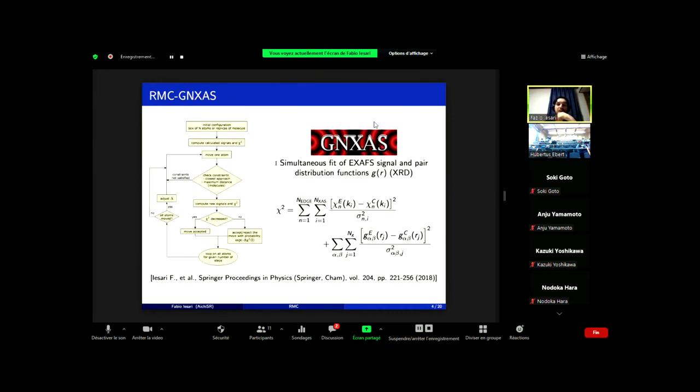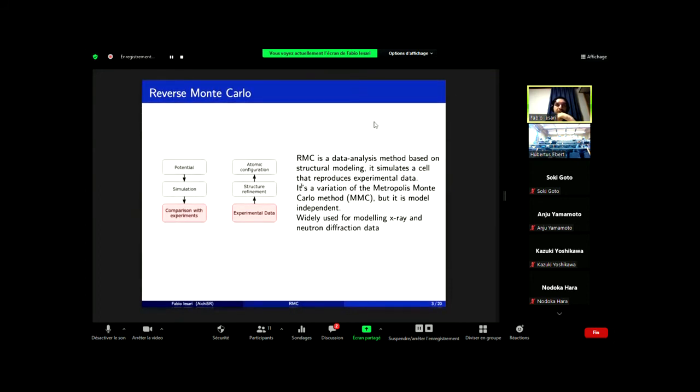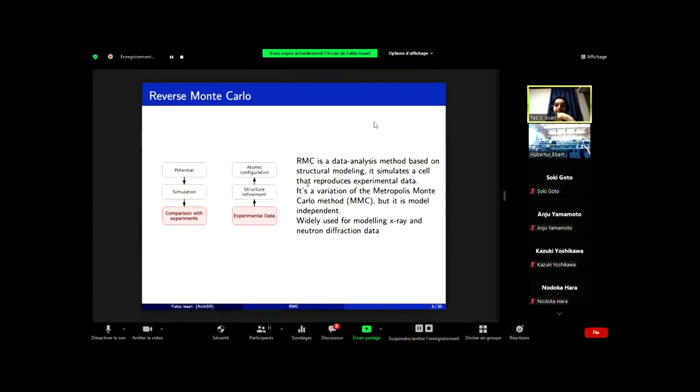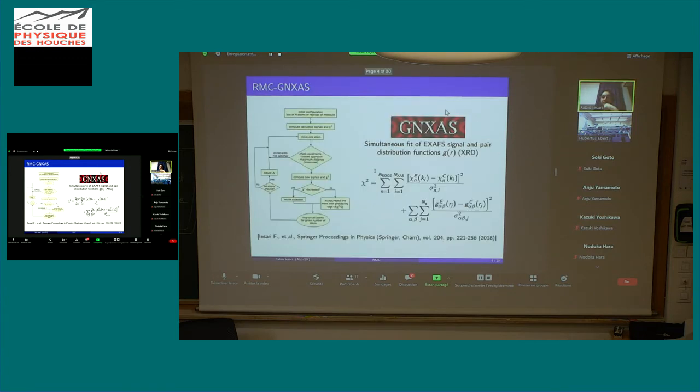So for this, we developed an RMC code. Let me say, before I continue, that reverse Monte Carlo was developed in 1988 by Pusztai and McGreevy, and initially it was used mainly for diffraction data, so they were refining the structure factor, but it can be used in principle for any experimental technique for which the experimental data can be calculated starting from the coordinates of your system. So in this case, it can also be applied to GNXAS.